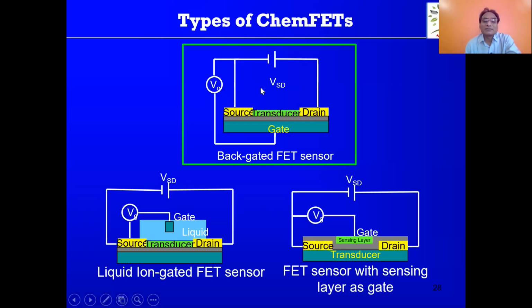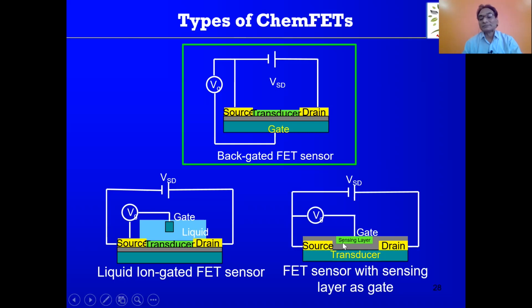Now there are three different configurations in ChemFET. One is backgated. This is what we are doing in our laboratory. Gate we are treating as a gate. The second is the liquid ion gated FET. Liquid ion means you can put a drop of the given electrolyte, let's say for heavy metal ion sensing, on top of this material and put a third electrode there, the gate. That would be your gate. That is why it is called a liquid ion gated FET.